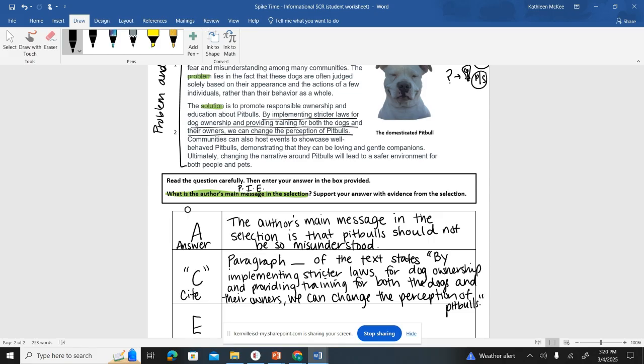I apologize for picking the longest sentence there was to have to write out, but that's okay. Oh, and I have to put my paragraph number. So, paragraph 2. So far, my short constructed response is: The author's main message in the selection is that pit bulls should not be so misunderstood. Paragraph 2 of the text states, "By implementing stricter laws for dog ownership and providing training for both the dogs and their owners, we can change the perception of pit bulls."